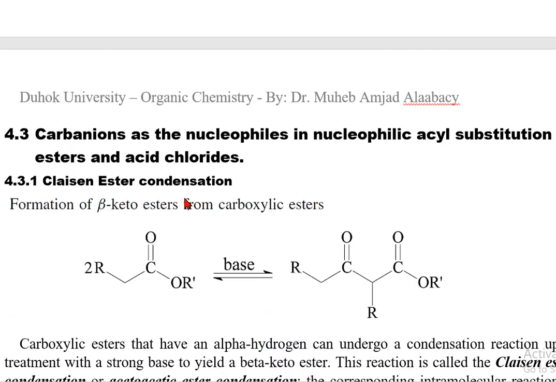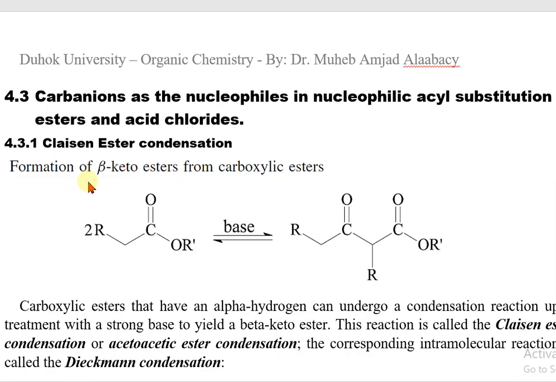The next subject we talk about in this lecture is carbanions as nucleophiles in nucleophilic acyl substitution of esters and acid chlorides. The first reaction here is the Claisen ester condensation, the formation of a beta keto ester from the carboxylate ester. These esters react with each other to produce a beta keto ester. This is the carbonyl of the ester, the alpha carbon, and the beta carbon.